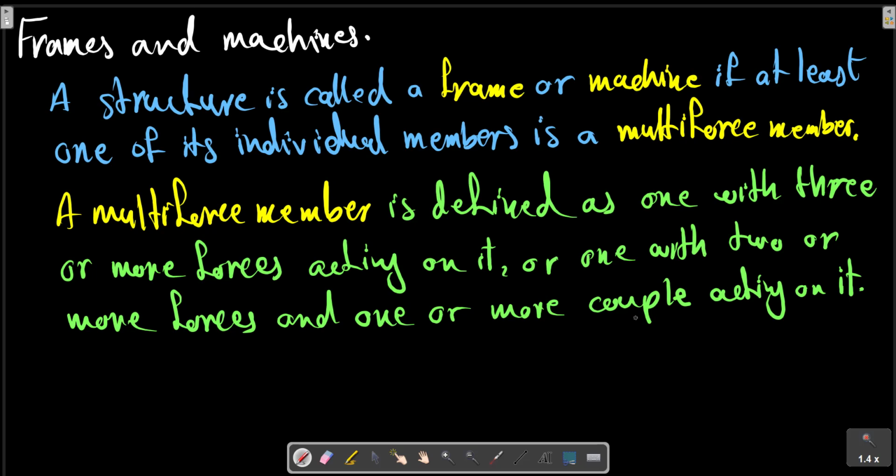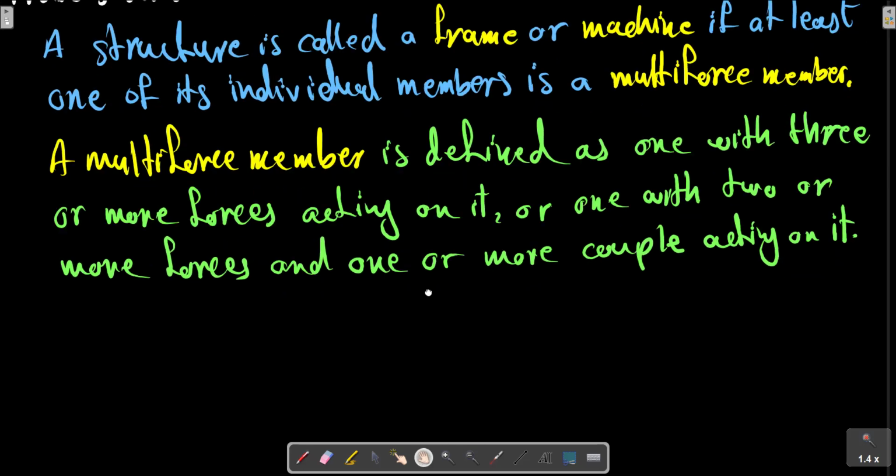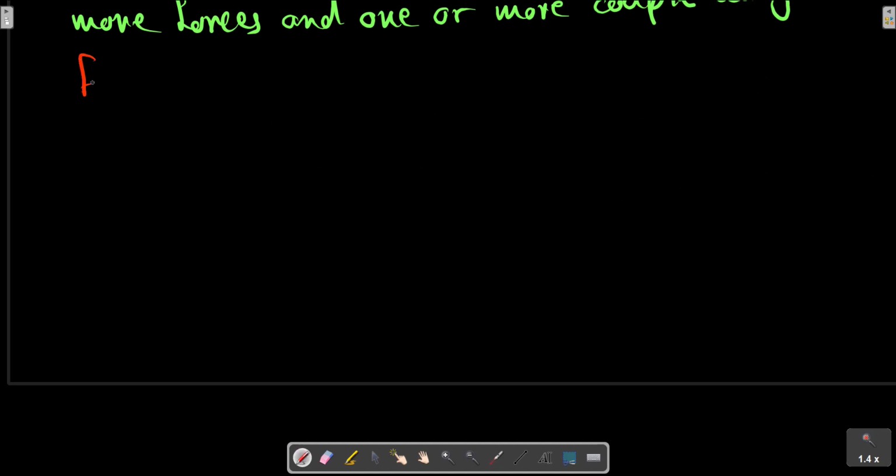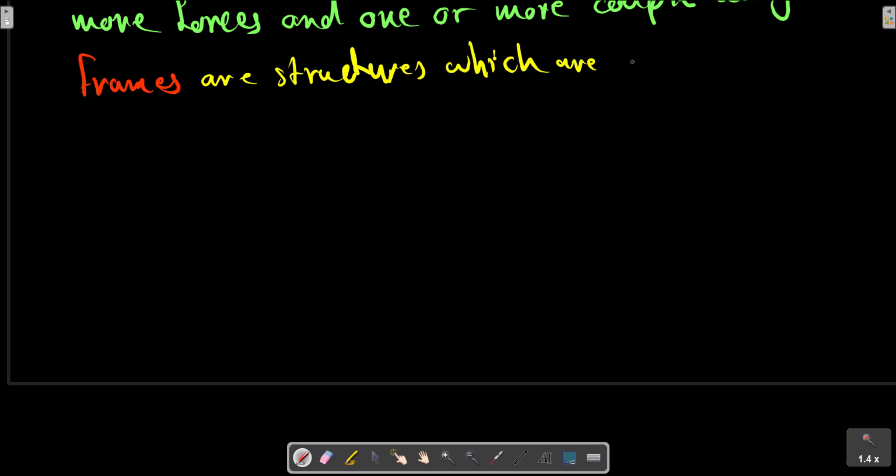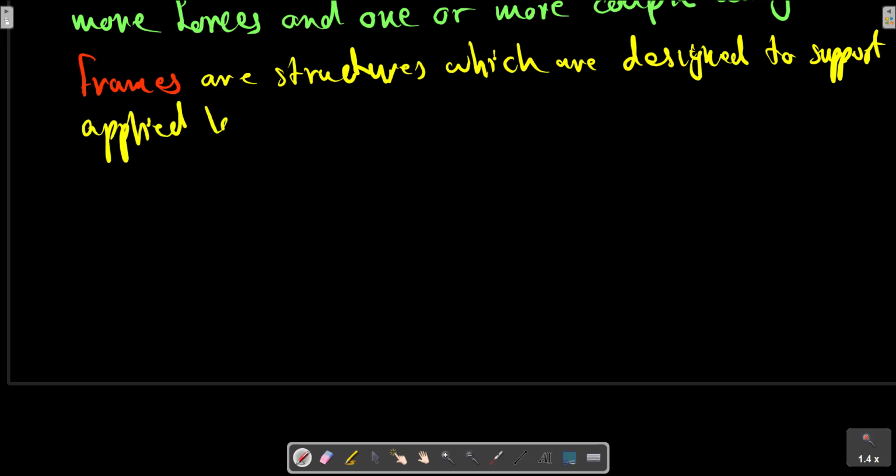Frames are structures which are designed to support applied loads and are usually fixed in position.